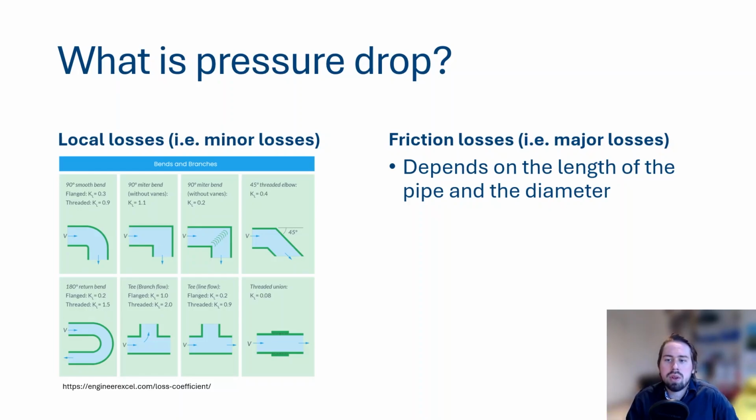And these occur in the pipes themselves. These depend on the length of your pipe and the diameter and cannot specifically be localized to some particular part in your system. So let's now take a closer look at how both losses are calculated and how you can come up with the total pressure drop.